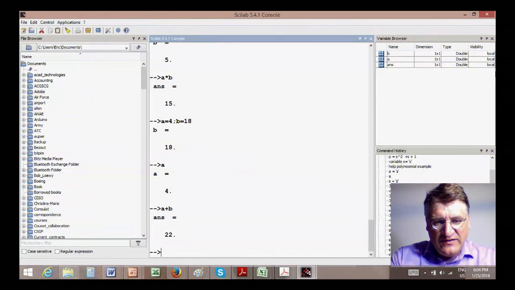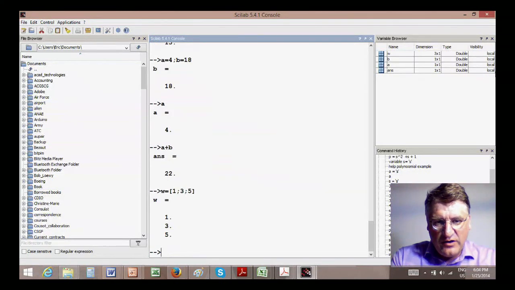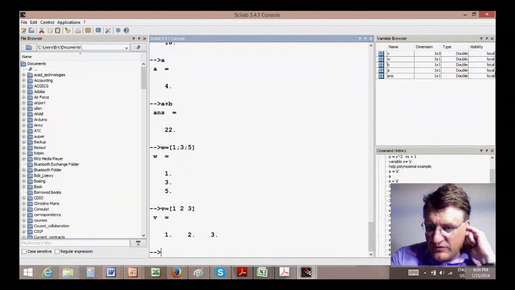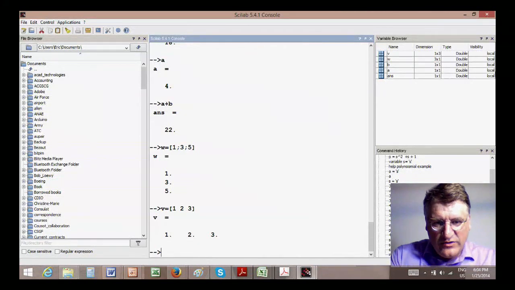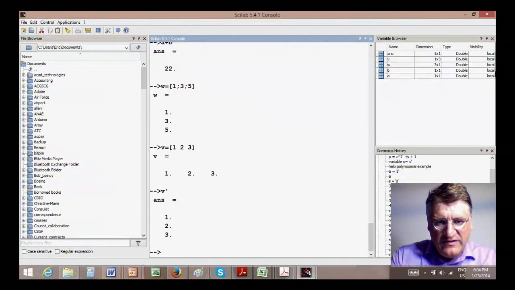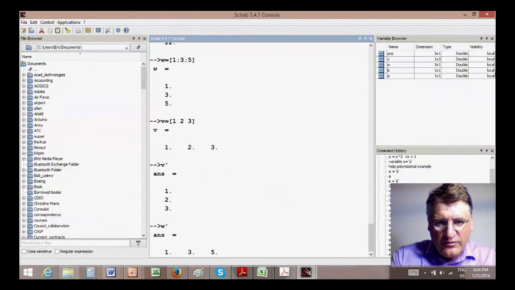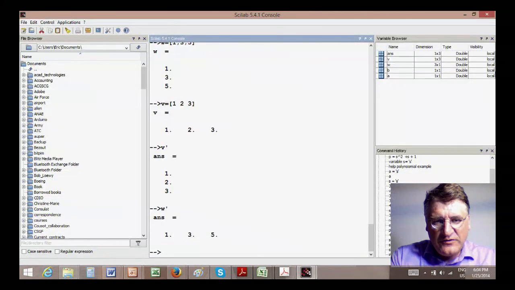You can enter matrices and vectors. So if we write W is equal to 1; 3; 5, okay, you obtain this column vector. Now, if you write V is equal to 1, 2, 3, like this, it corresponds to the row vector 1, 2, 3 instead. Now, the transpose of a vector, V prime, is the corresponding column vector. Such is W prime as a row vector. It gives a response that is the transpose of the initial column vector.